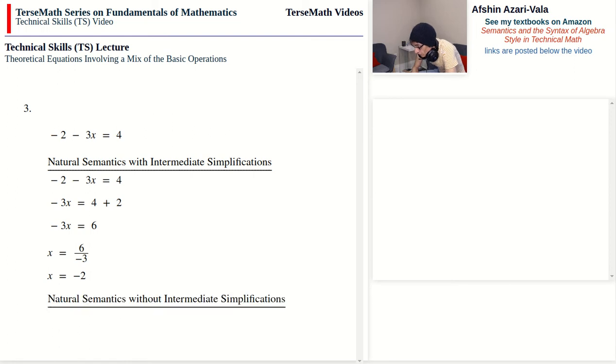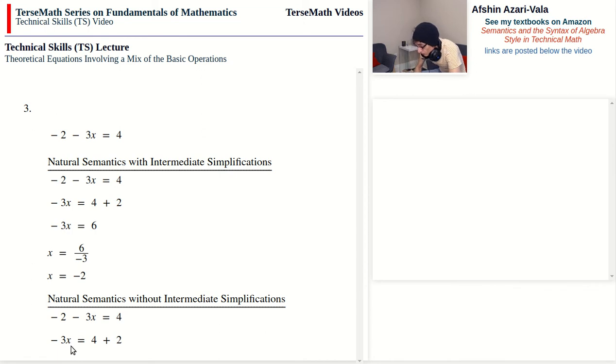And here's the solution following natural semantics without intermediate simplifications. So here again we have to solve for the term that contains the unknown, and we have 4, and then we move subtraction by 2 to the right side and make it addition by 2. But we don't simplify. We don't carry out 4 plus 2 equals 6. We continue with the logic.